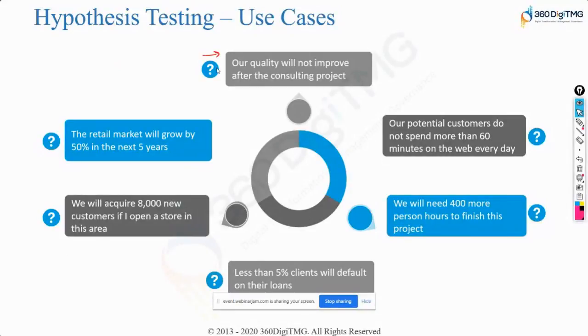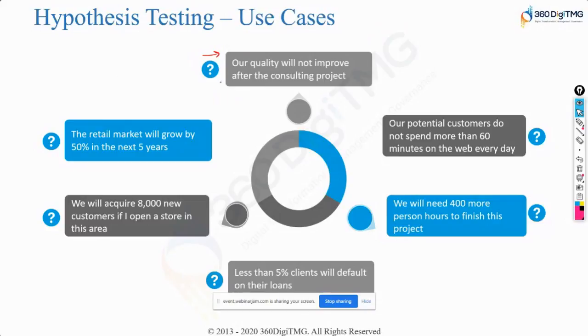Our quality will not improve after consulting project. So we are doing consulting projects. If you're continuously doing the projects, your quality should improve. Any action that you're doing regularly should be done more and more precisely. The quality of that action should be improved. But the management of the firm is a little worried, saying that if I take this particular consulting project, one particular project, it is not going to help me improve my quality.